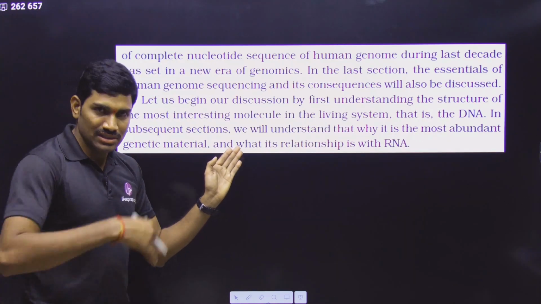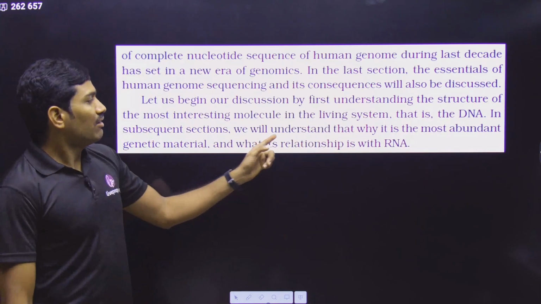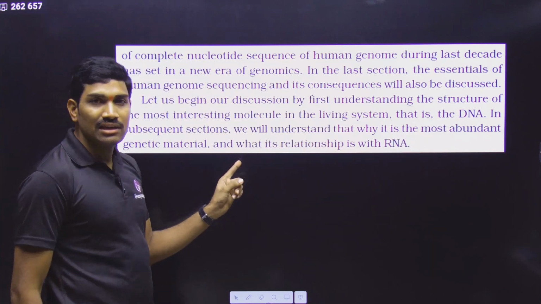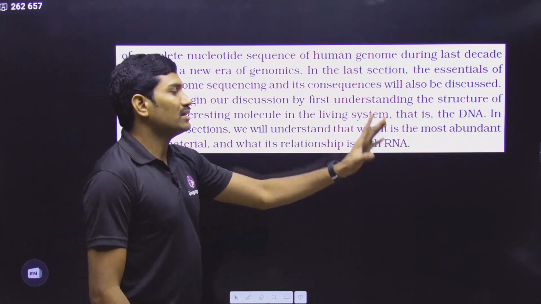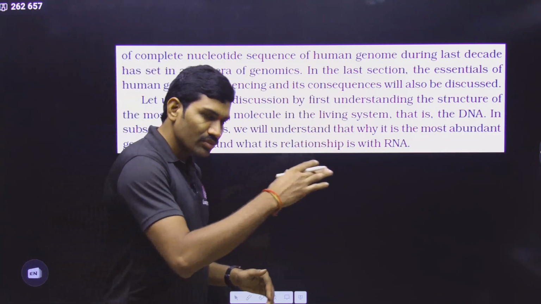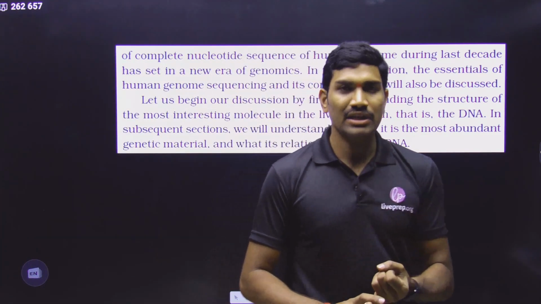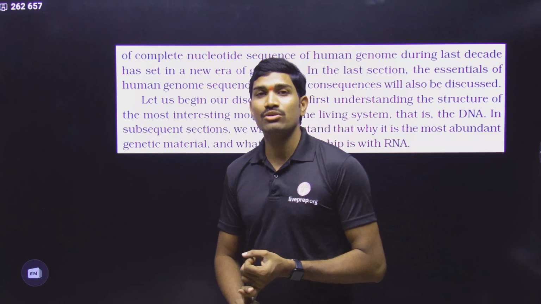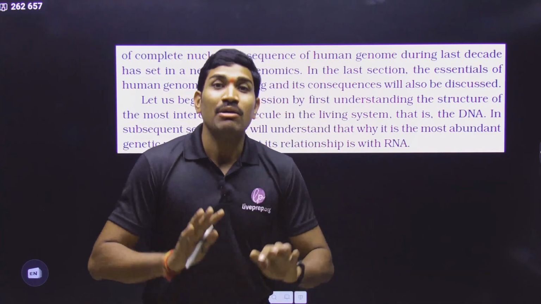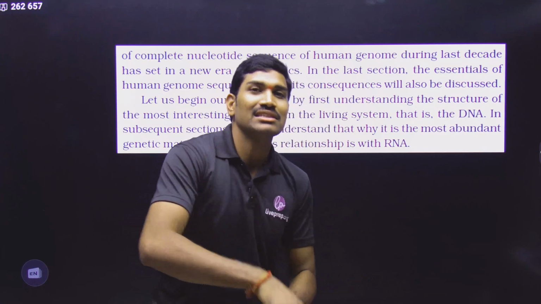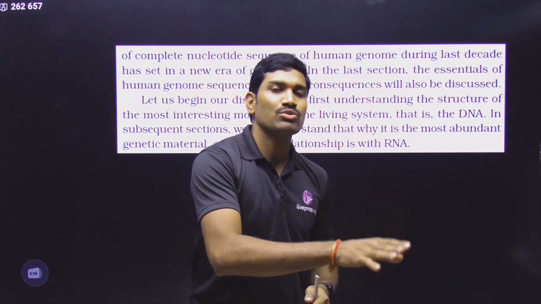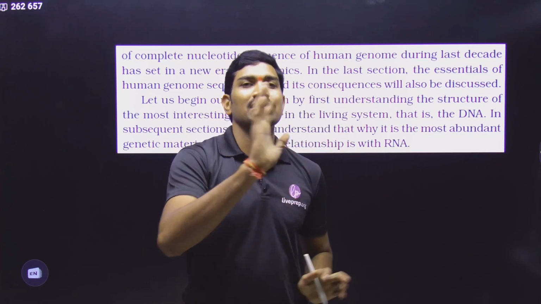In subsequent sections, meaning in the next coming sections, we will understand why it is the most abundant genetic material and what its relationship is with DNA and RNA. First we will study the structure of DNA. Once we complete that, we will study the comparison with RNA and why most organisms have DNA as genetic material. Reasons we also need, right? So all these things we will slowly study in the next coming sections.